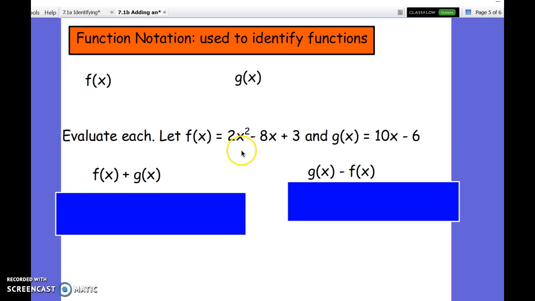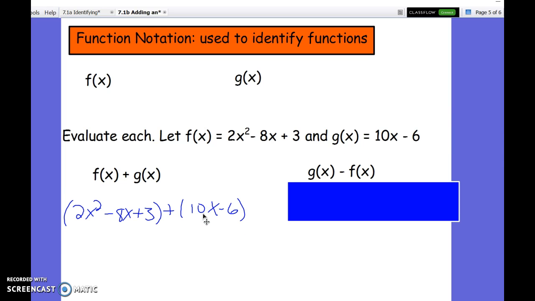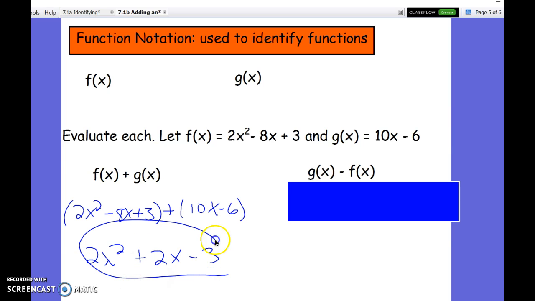So now that we've labeled them, this first time we want to take f of x and add g of x. So we're going to take what f of x is, and we are going to add g of x to it. That'll look a little something like this: 2x squared minus 8x plus 3 plus 10x minus 6. Would be a good time to pause and try this out for yourself. The final answer should be 2x squared plus 2x minus 3.